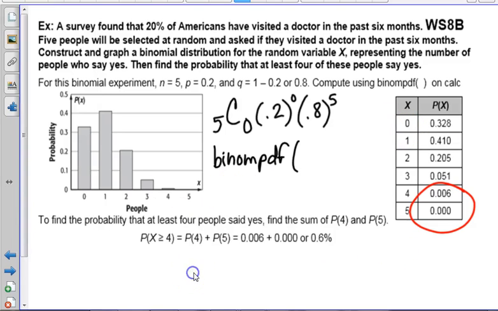So we would put, for this first one, 5, .2, and 0. And then we would change this to 1, 2, 3, etc.